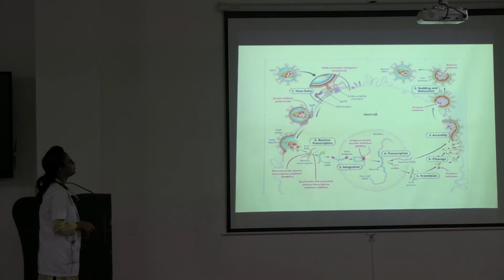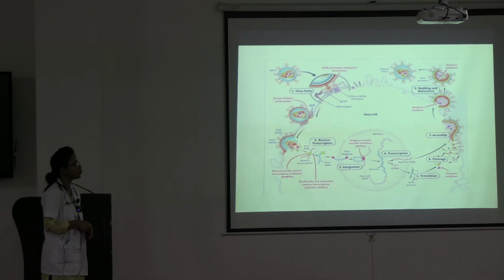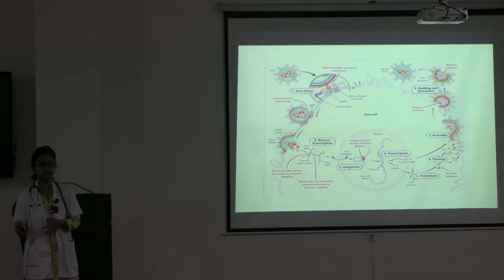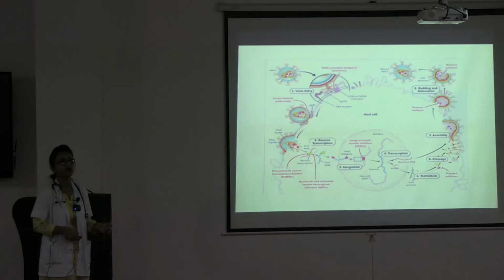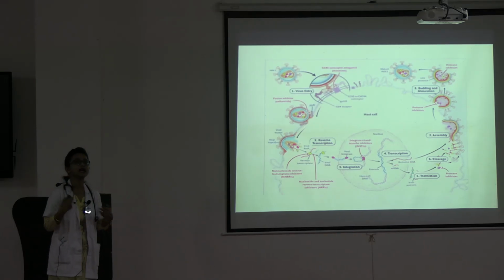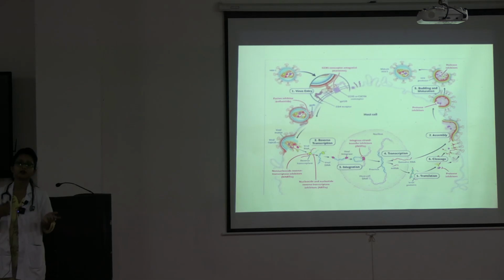Okay. Next, transcription and translation occur and thereby viral proteins are formed. Then cleavage, assembly, budding and maturation, and thereby release of the mature virion occurs from the cell. And these three steps are inhibited by the protease inhibitor. So this is how the antiretroviral drugs are working.